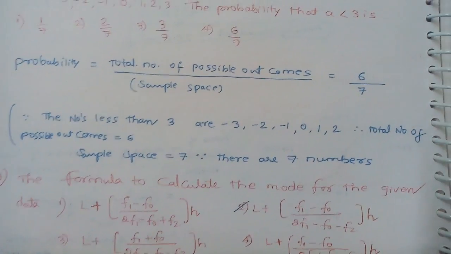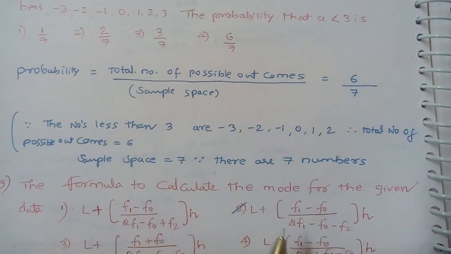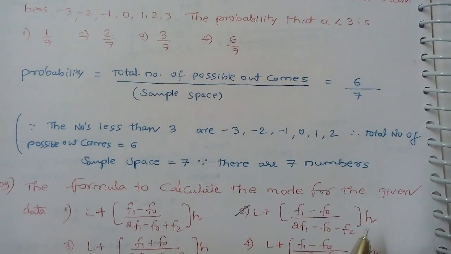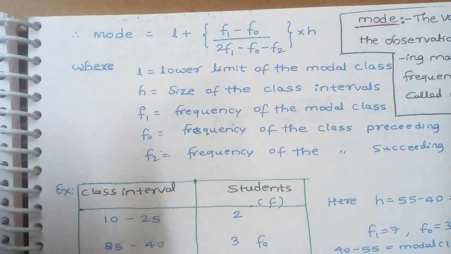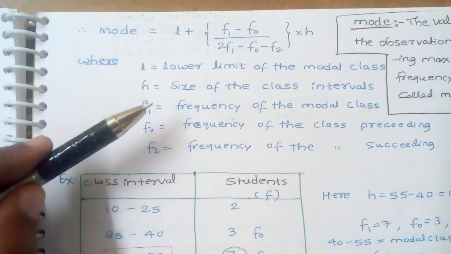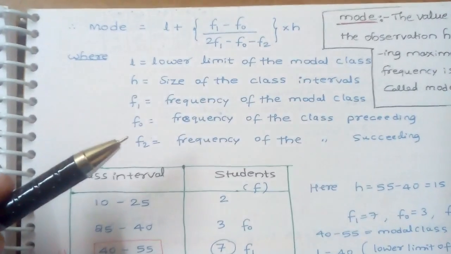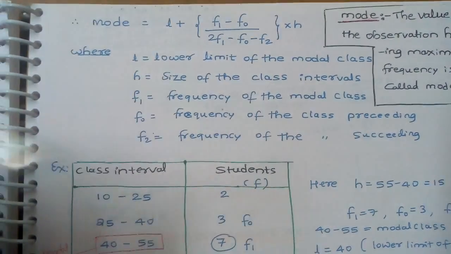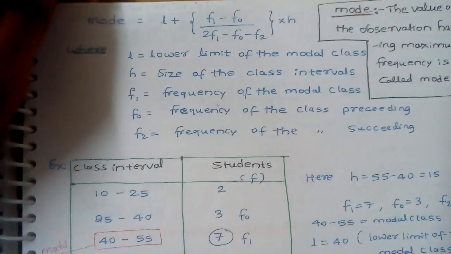The formula to calculate the mode for the given data. So its answer is L plus f1 minus f0 over 2 f1 minus f0 minus f2, into h. I will tell what the values and the formula mean. Mode means L plus this value. L means the lower limit of the modal class. H is the size of the class interval. F1 is the frequency of the modal class. F0 is the frequency of the class preceding. F2 is the frequency of the class succeeding. In a detailed video I will discuss how to solve this. Okay.